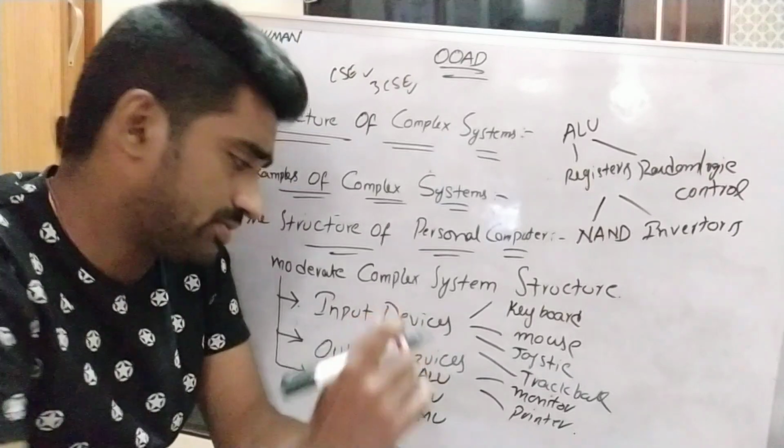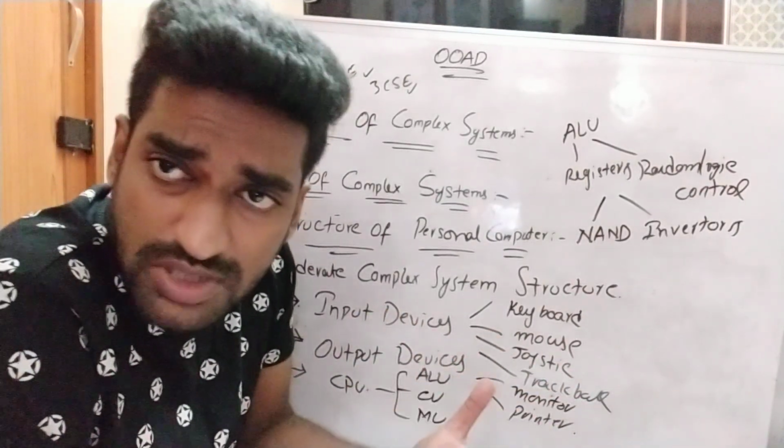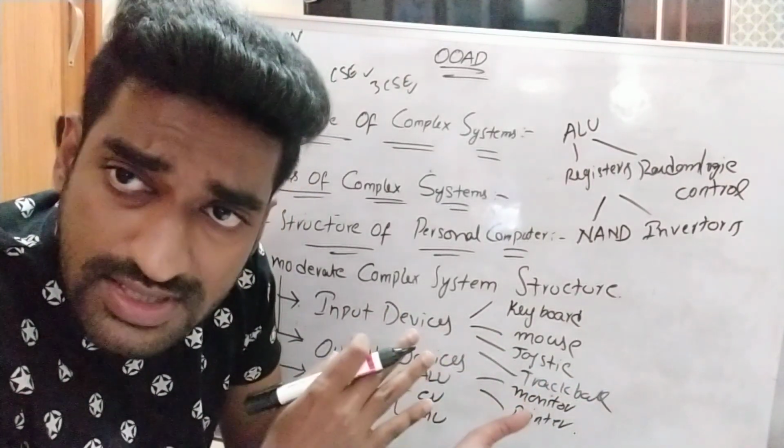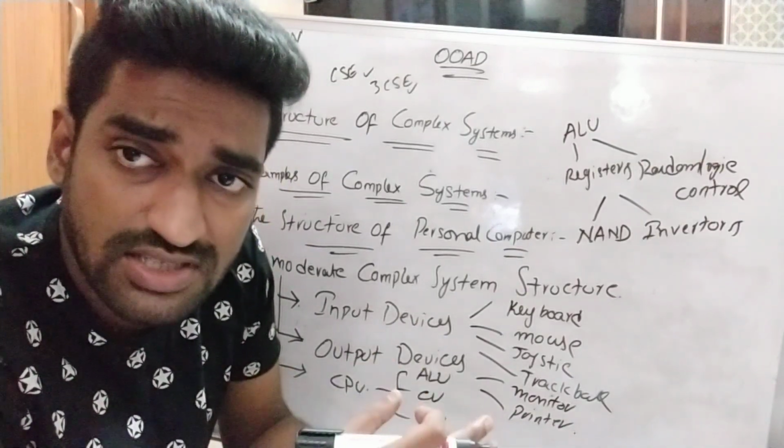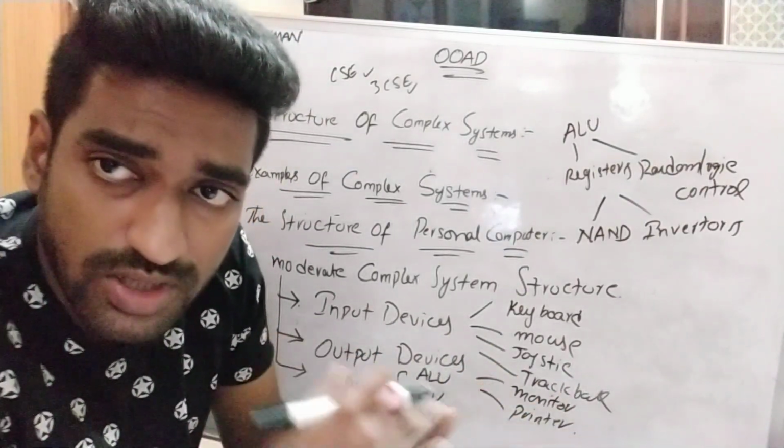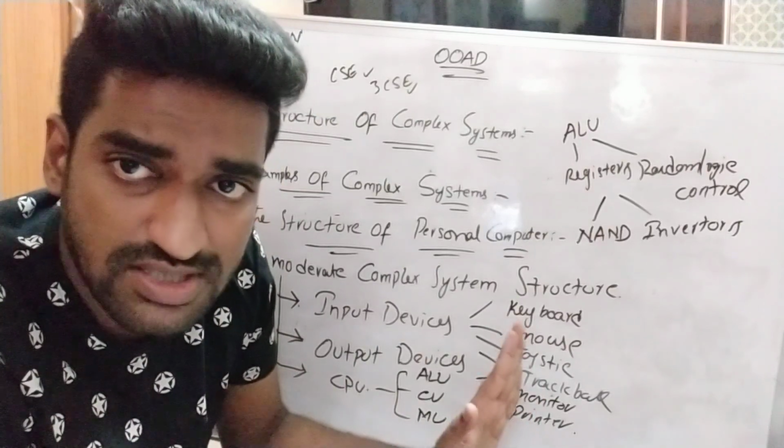Coming to the control unit. What is the main purpose of the control unit? The control unit controls all parts of information as well as coordinates all parts of information. That is the main purpose of the control unit.